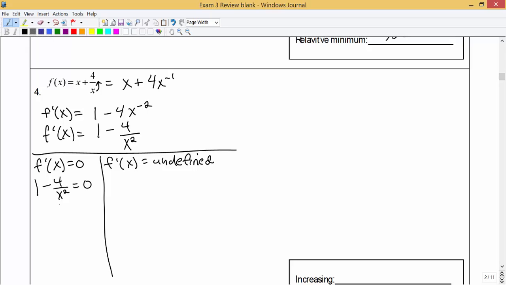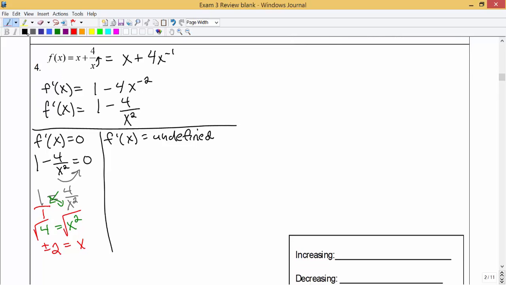Alright, I'm going to bring this fraction over to the right-hand side, so that gives us 1 equals positive, now 4 divided by x squared. And then we're going to make each side look like a fraction and then cross multiply. So that gives us 4 equals x squared. We're going to take the square root of both sides, and we get plus or minus 2 is equal to x.